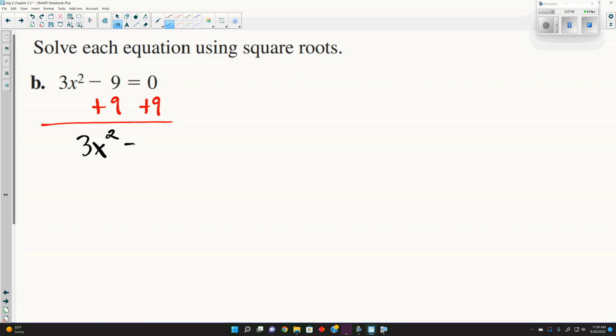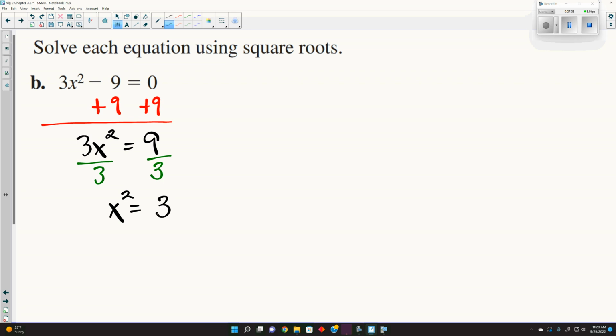3x squared is equal to 9. We could have divided by 3 first, but we would need to make sure that we divided the 3x squared by 3 and the minus 9 by 3. We'd have to divide everything by 3. Now we can divide by 3, telling us that x squared is equal to 3. So we got the first step done, yes? We got x squared by itself.